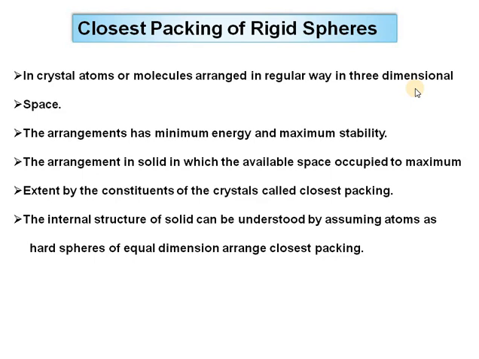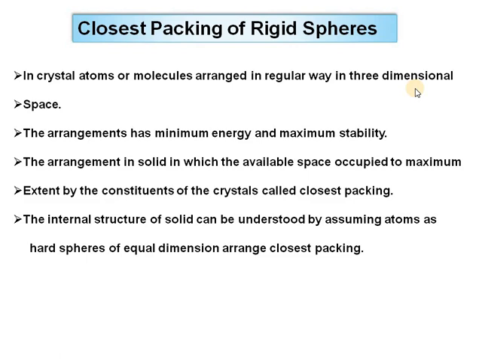You know that in crystals, the atoms and molecules arrange in a regular way in three-dimensional space. These arrangements require the minimum energy and have maximum stability. The arrangement in solids in which the available space is occupied to the maximum extent by the constituents of crystals is called closest packing.